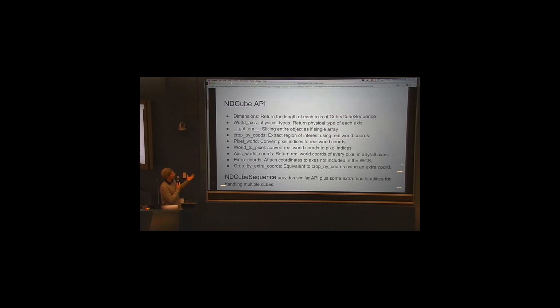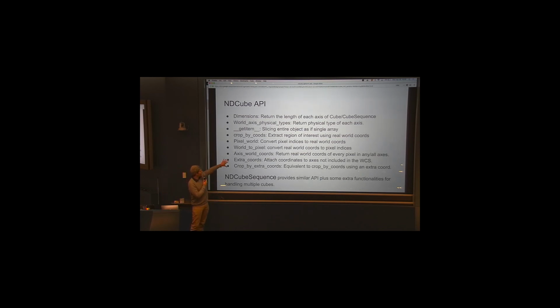You've got world axis physical types. A lot of these we try to stay consistent with some of the things already existing in AstroPy. Get item, that's the slicing I just mentioned. You can also slice by, that should be coords, not coods, crop by coords. So you can extract your regions of interest based on real world coordinates. You don't have to be restricted by your pixels. And then these three methods here are ways of implementing those WCS transformations. Again, these two in particular are basically copying the same API that already exists in other AstroPy objects.